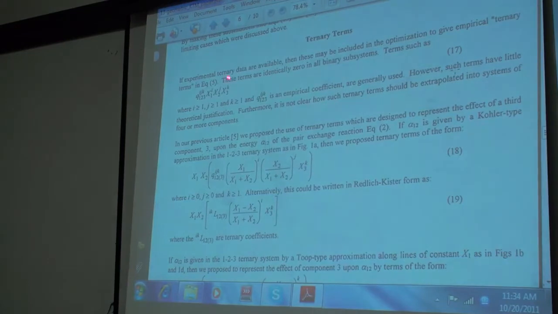In fact, in FactSage, you're permitted to add these because you'll sometimes be taking data from other people or from work we did in the past and you don't want to re-optimize it, so you can add things like that. However, a more rational way is to really represent the effect of a third component upon the energy of a pair reaction.